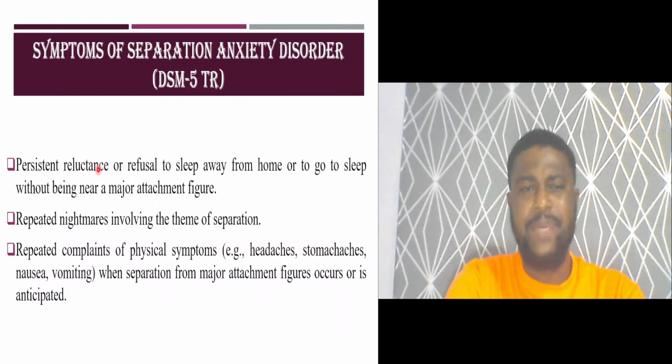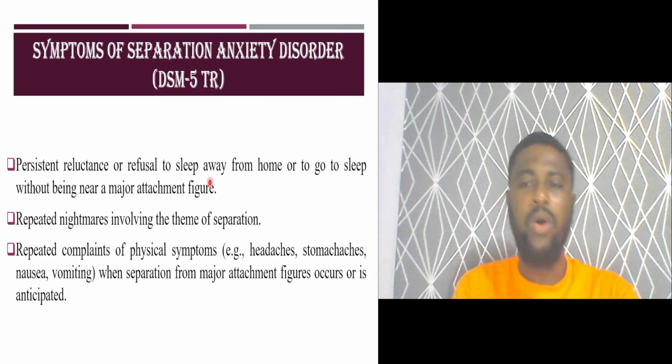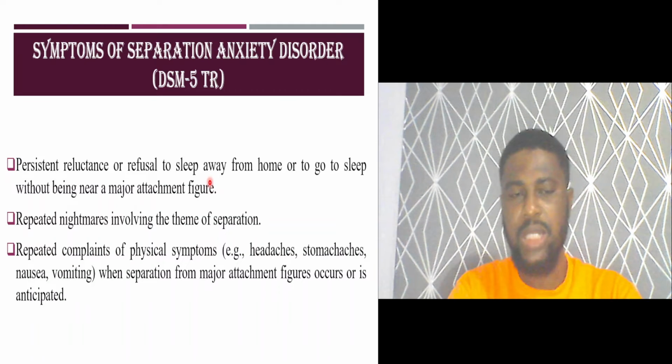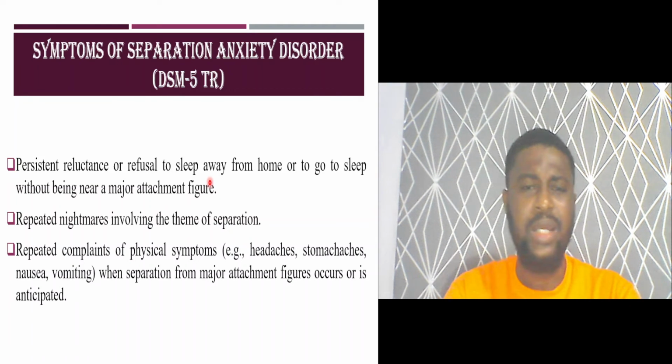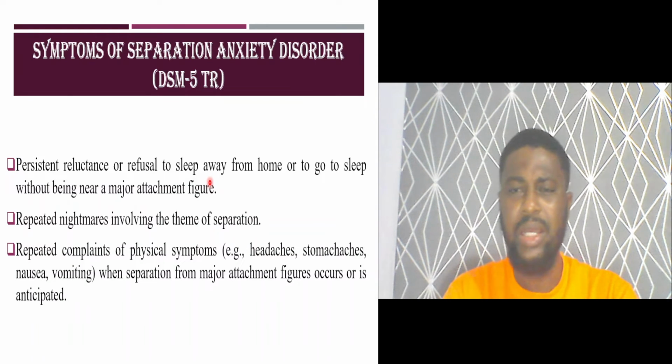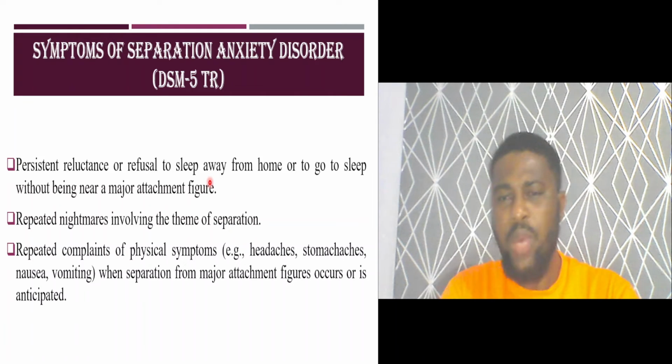Number 6, there's persistent reluctance or refusal to sleep away from home or go to sleep without being near a major attachment figure. So if it's a child or adolescent, they can't sleep in a different room from their parents or their elder sibling or whoever it is. It could be an older person fearing sleeping in a different room from an attachment figure, whether their spouse or children and all that. So there's this fear of being away.